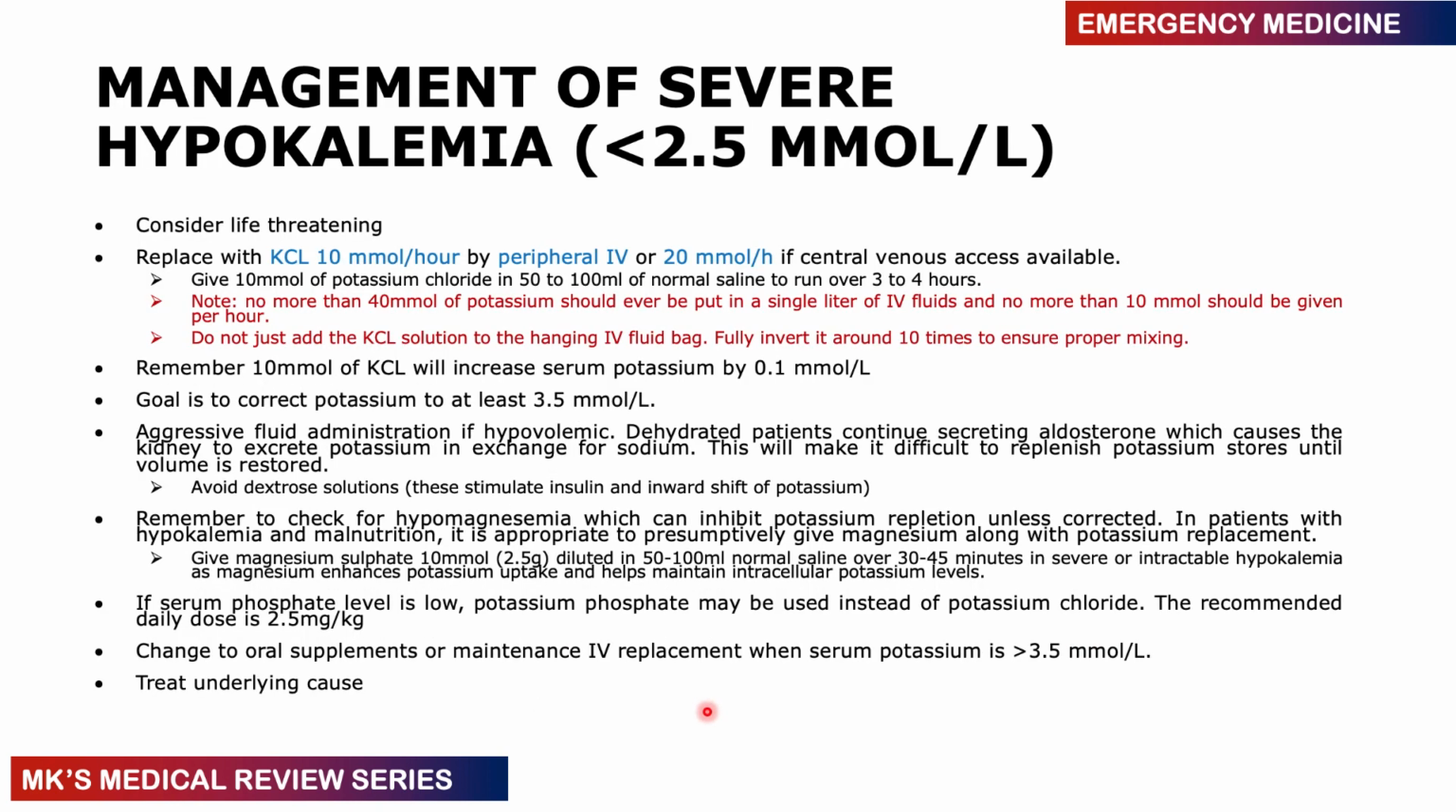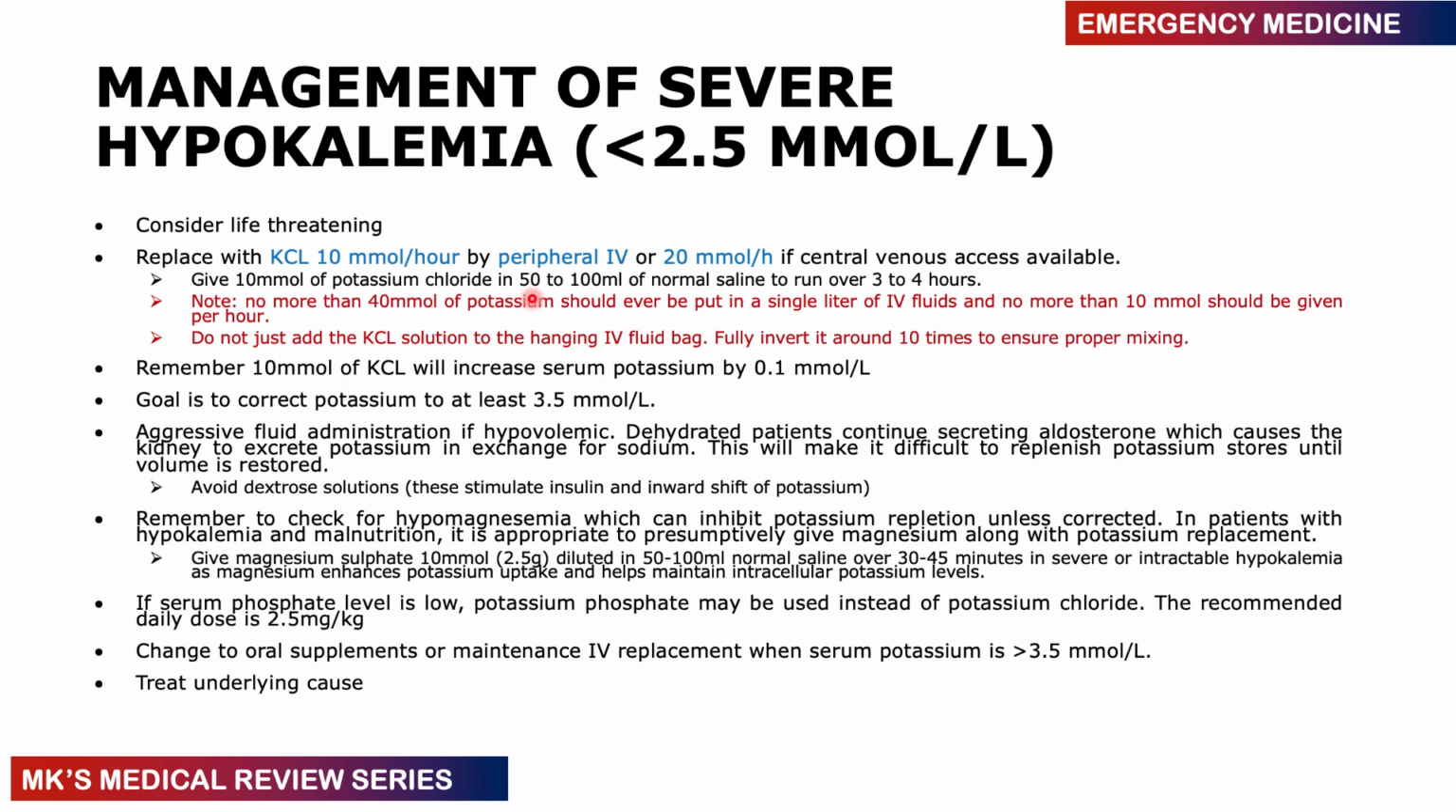So what's our practical guide? Let's say we have a patient with severe hypokalemia that's less than 2.5. Of course this is a life-threatening thing, so you consider your ABCs. You replace the potassium with potassium chloride, 10 millimoles per hour if you're giving it via a peripheral line, or 20 millimoles per hour if it's via a central line. So we give 10 millimoles of potassium chloride in about 50 to 100 mils of normal saline, and this runs over 3 to 4 hours.